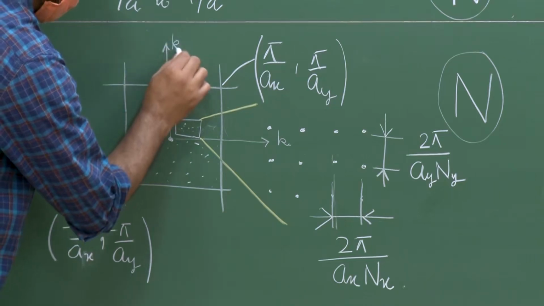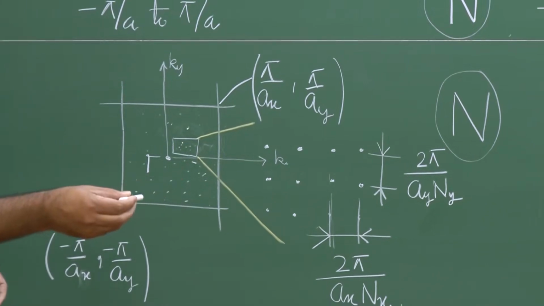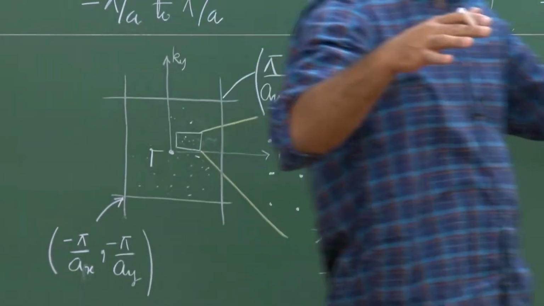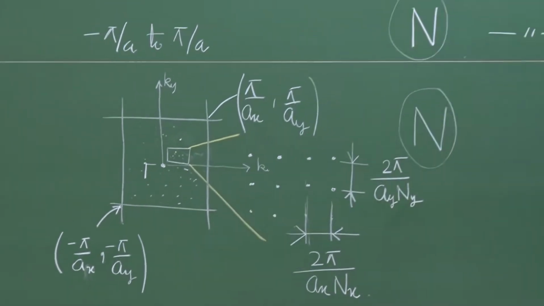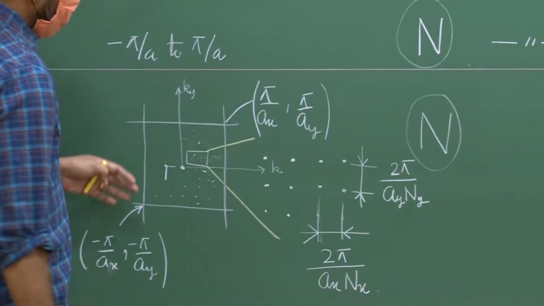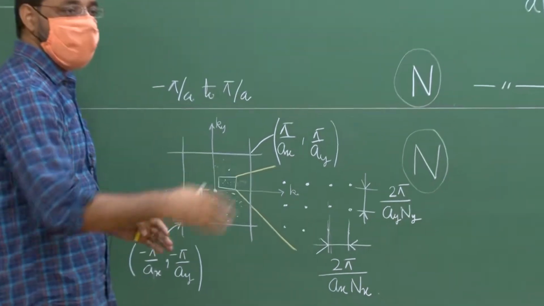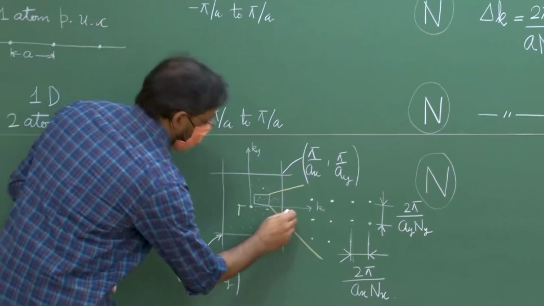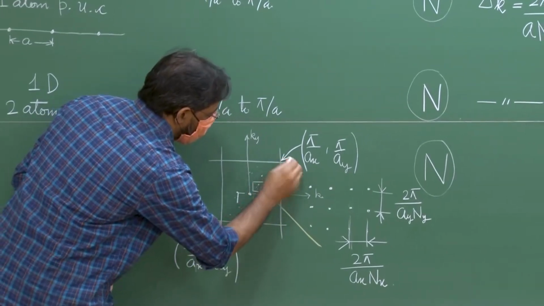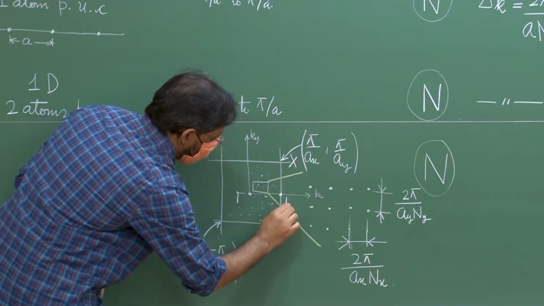So, you can take an axis which is out of the plane of the board as the omega axis, then omega versus k will be a surface, right? More often than not, you do not show this surface, but you show the dispersion along specific directions. So, this point is typically this corner point, we can call this point as x, and this point can be labeled as m.